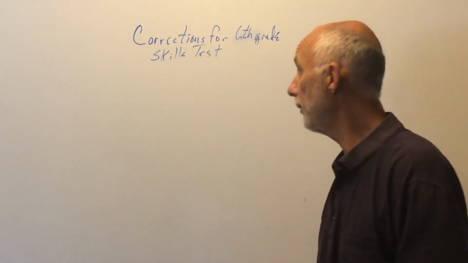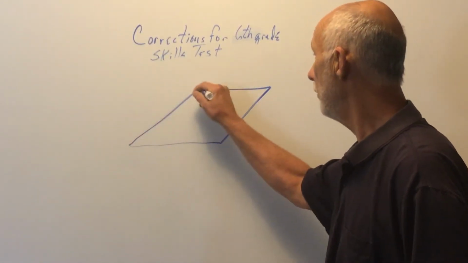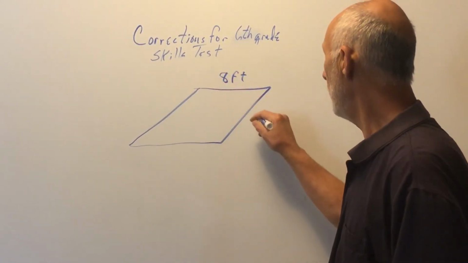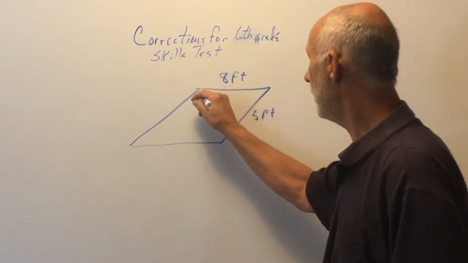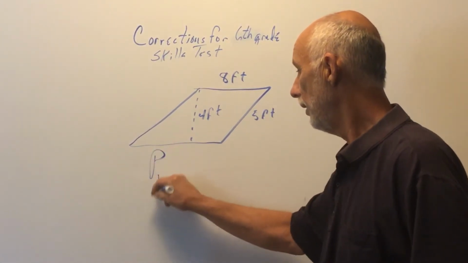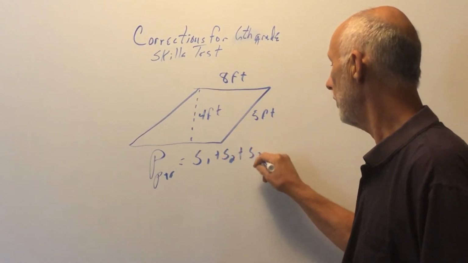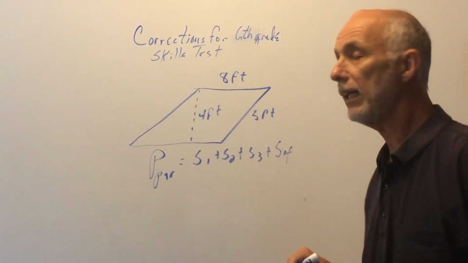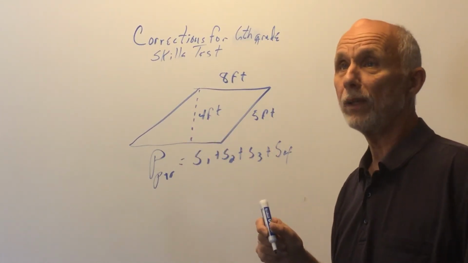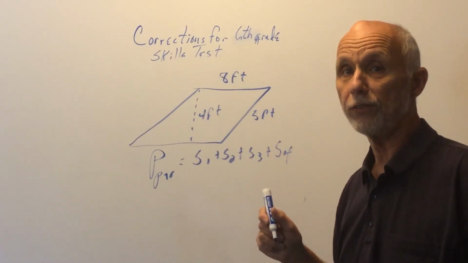Now, the next problem that someone asked about was problem number 5. It was a parallelogram. It had a length of 8 feet and a width of 5 feet, and it had an imaginary height of 4 feet. And they asked what was the perimeter. And the perimeter of a parallelogram is side 1 plus side 2 plus side 3 plus side 4. And again, the dotted 4 here is not one of the sides. It's imaginary, that's why it's dotted, and you don't count it for a perimeter.